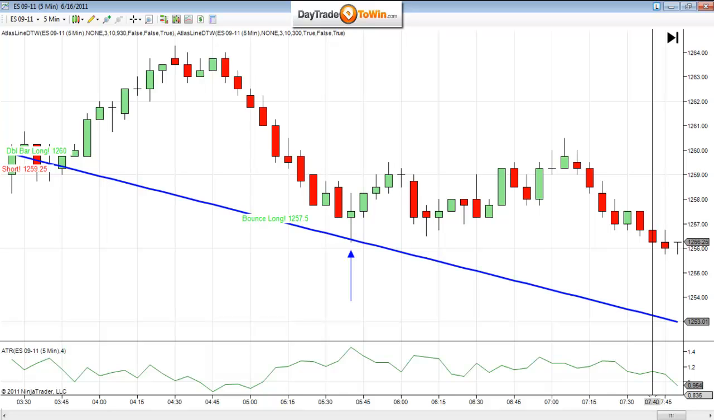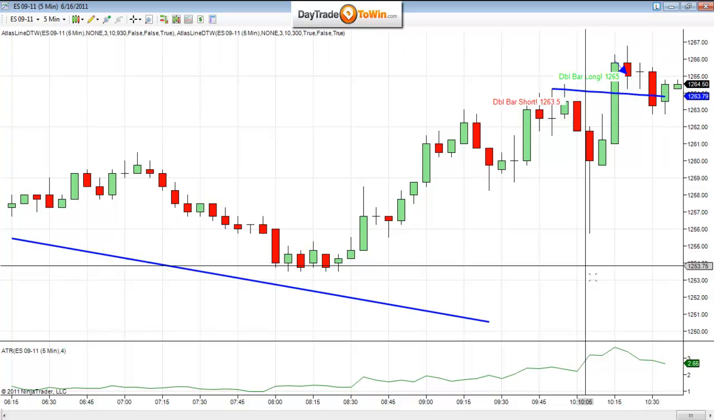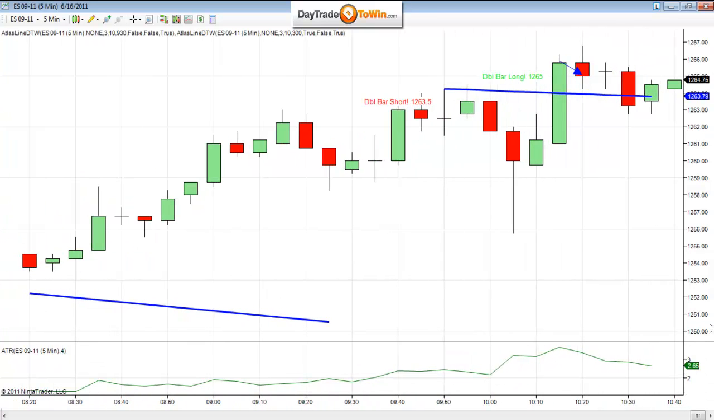The double bar signals, Sanjay, I like them, though it's my preference to trade this way. If a bounce trade comes along, it has to fit this criteria. It has to close in the same direction as I want it to go, Sanjay. It's a great filtering method.